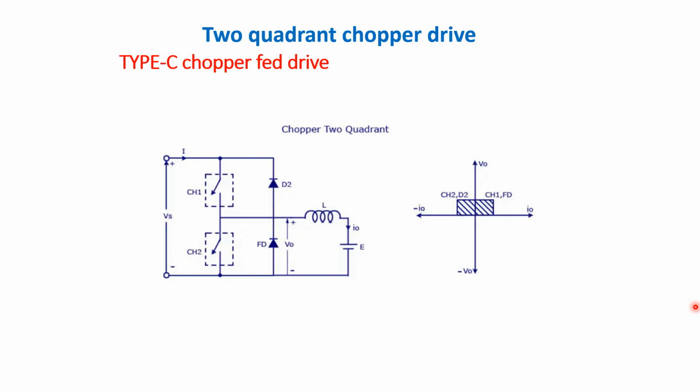In the first quadrant operation, that is from source to load, or from load to source like the second quadrant operation, the two choppers should not be turned on simultaneously as the combined action may cause a short circuit in supply lines. For regenerative braking and motoring, this type of chopper configuration is used.